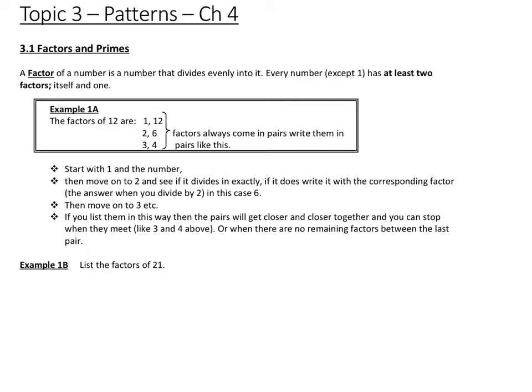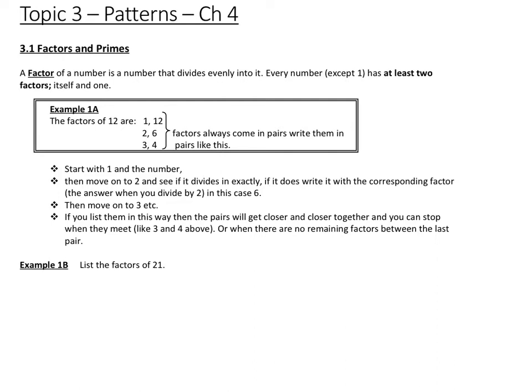Topic 3, Patterns, Chapter 4, 3.1 Factors and Primes. A factor is a number that divides evenly into another one. So every number, except for 1, has at least 2 factors. It will have itself and 1. So 1 has only got 1 factor.